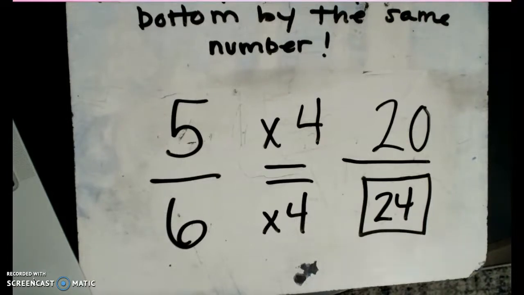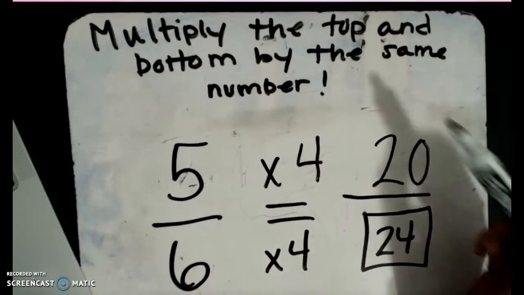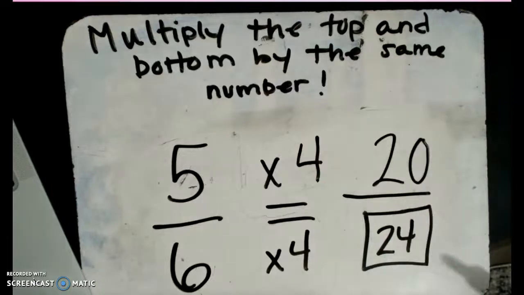That's the two types of problems that you're going to see today on your sheet. Don't forget to multiply the top and bottom by the same number in order to find those equivalent fractions and the numerator and denominators that are missing.